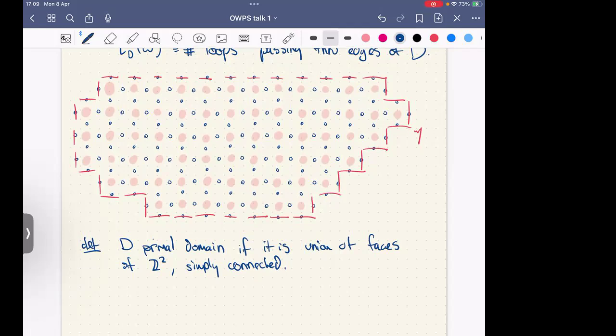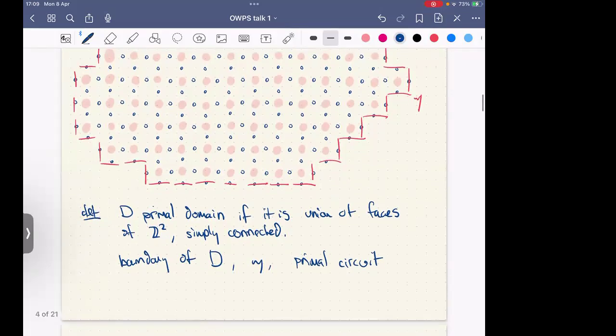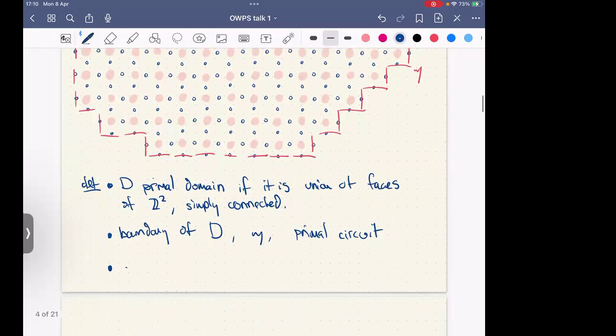We're going to say the boundary of D, gamma, we're going to call that a primal circuit. This is just a loop in the primal graph. Okay. So this is all great. Same definition holds for dual.